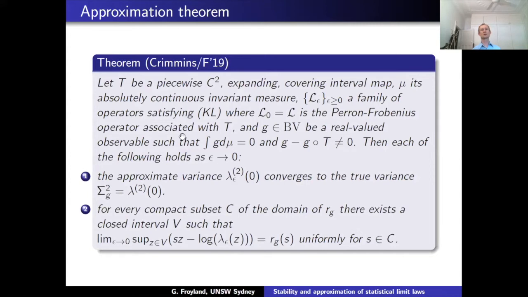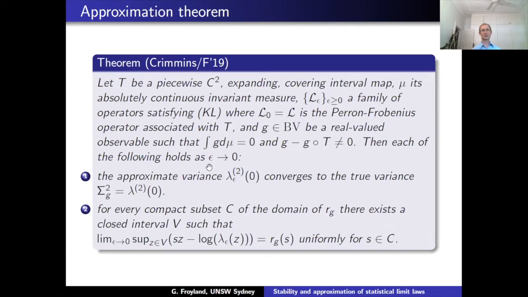So this is a corollary of our main abstract theorem, specifically applied now to these piecewise expanding maps. You've got the usual piecewise expanding covering interval map, and you've got your perturbations. G is your observation. It's going to be in BV because that's our Banach space now. The mean should be 0. This is a coboundary condition to say that you're not degenerate. If this were 0, then when you make your Birkhoff sum, you get something trivial.